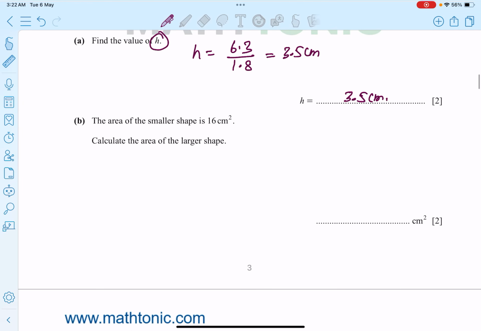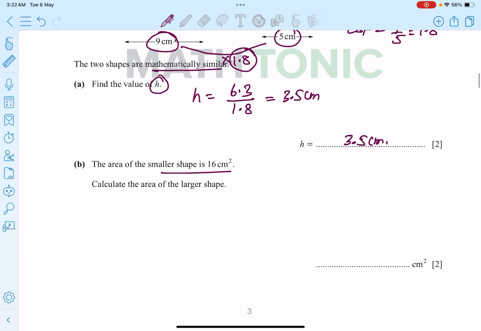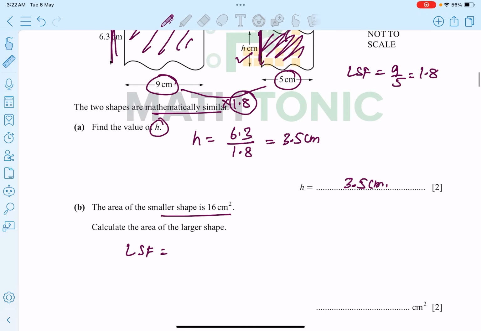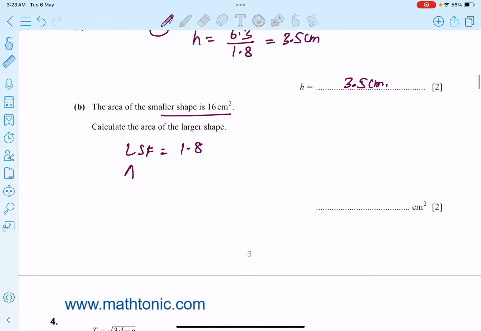Next question. The area of the smaller shape is given as 16 centimeter squared. Calculate the area of the larger shape. What does it mean? The smaller area, this one, is given as 16 centimeter squared, right? And we need to find this bigger area. That means we need to find the area scale factor. In the previous part, the length scale factor is given as 1.8. So how to find the area scale factor? The area scale factor equals 1.8 squared.